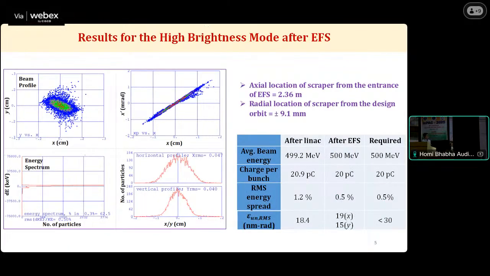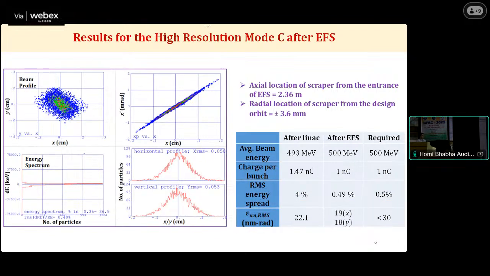As I mentioned before, it needs to be operated in two different modes. First is high brightness mode, and for high brightness mode, we can see that initially after the Linac we had 1.2% RMS energy spread, which after the energy filtering system becomes 0.5%, achieving the desired criteria. Same goes with high resolution mode. We had initially 4%, and finally we are also achieving 0.5% RMS energy spread.